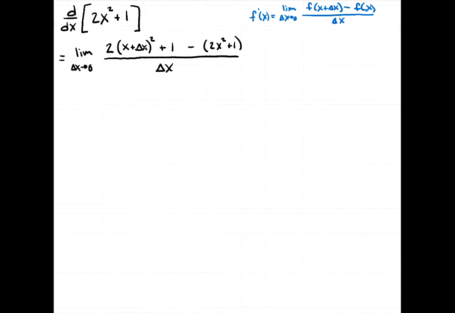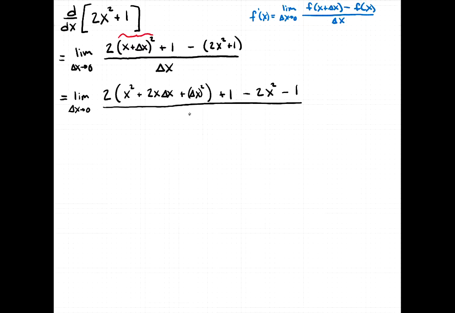Okay, so we have to somehow eliminate this delta x in the denominator. So let's see if we could simplify the numerator and go from there. So we'll start with this, the x plus delta x squared. And we'll FOIL that out. We'll multiply x plus delta x times itself. So we have the limit as delta x goes to 0 of 2 times, well, x times x is x squared. And then we'll have x times delta x twice. So 2x delta x plus delta x squared. Then there's a plus 1. And we'll distribute that minus sign. So minus 2x squared and minus 1. And that's all over delta x.